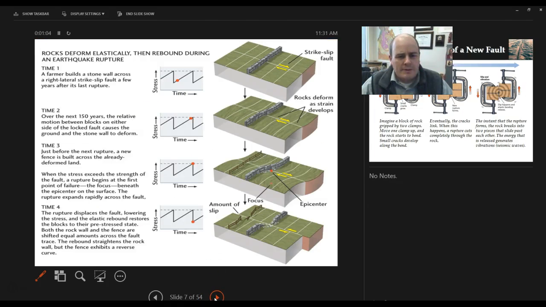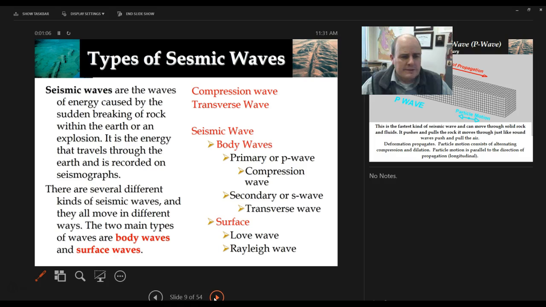So now we're going to be talking a little bit about what seismic waves are, what happens when they get emitted. A seismic wave is just any energy that is caused by the sudden breaking of those rocks, or that release of the buildup of stress and strain over time. There are two different types of seismic waves. We have what we call body waves and surface waves. There are two types of body waves. We call them either primary or secondary.